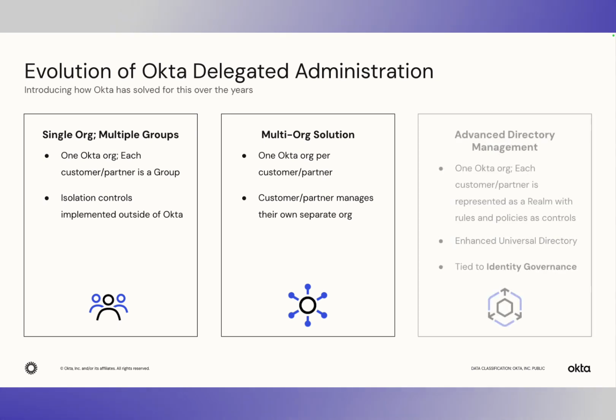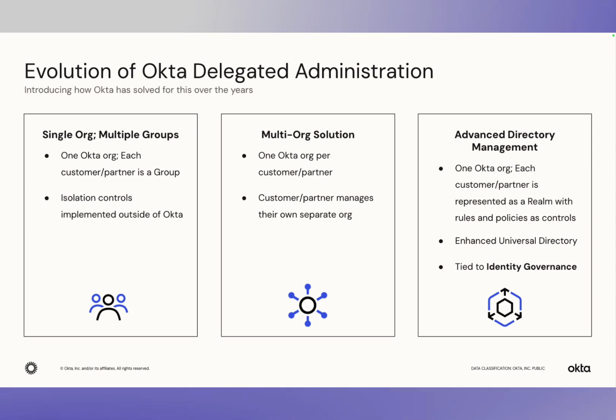And this is where I'd like to introduce Advanced Directory Management, or ADM. As part of the Okta Identity Governance Charter, we have provided the solution that is introducing this concept of a realm. So effectively enhancing the notion of universal directory, one Okta org, and extending it so that each customer or partner is now represented by a realm. And all of the security controls in place would be represented as rules or policies so that each respective customer or partner is logically separated and isolated in regards to how they're represented within the Okta org itself.